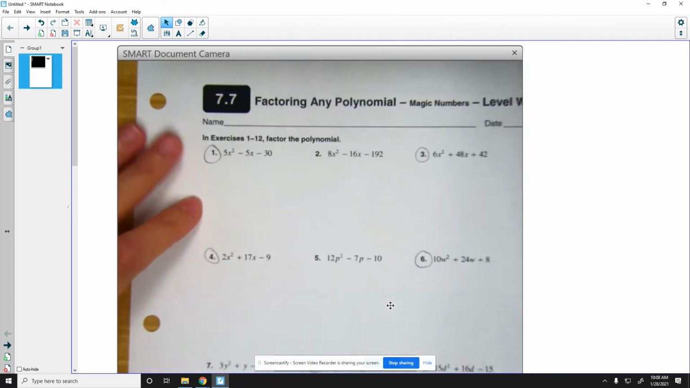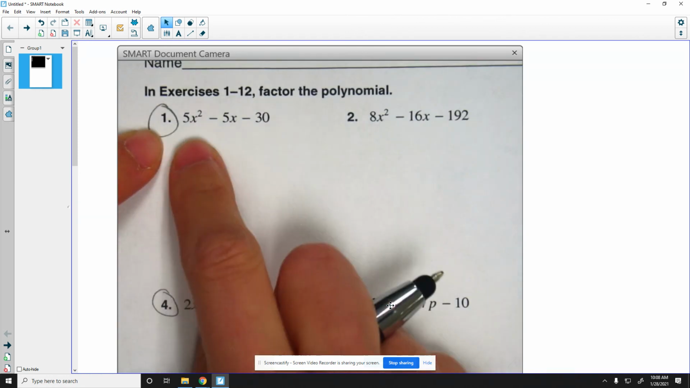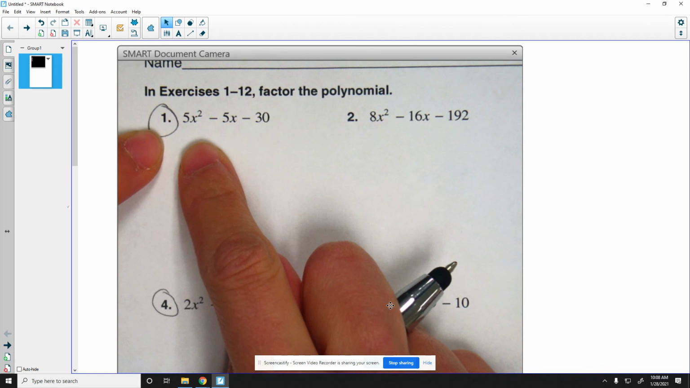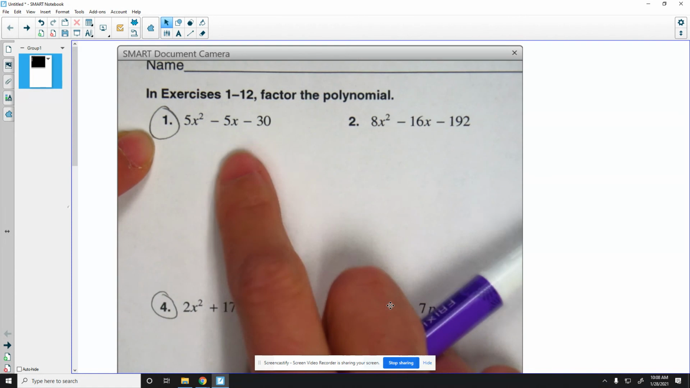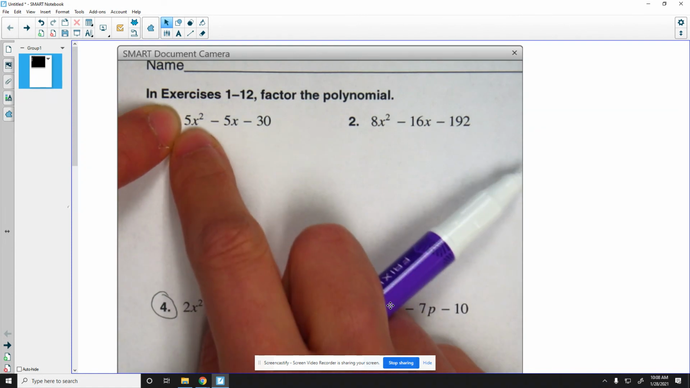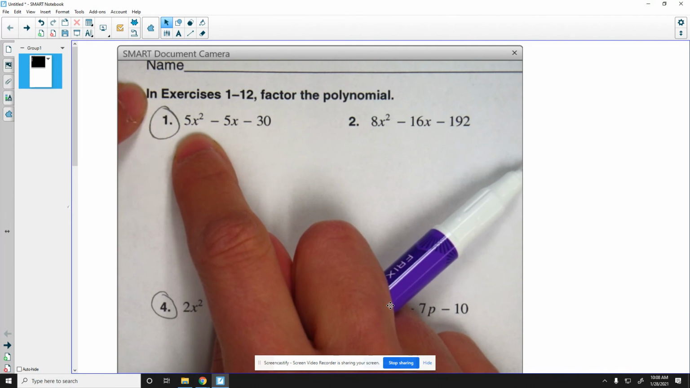Okay. So this is your level work. I'm going to do some of the problems with you just to truly make sure you understand how to do this. All right. So number 1 on your level work. Let's do this. We're going to factor. I don't do big X yet because it starts with a 5. So what's the first thing I should do?